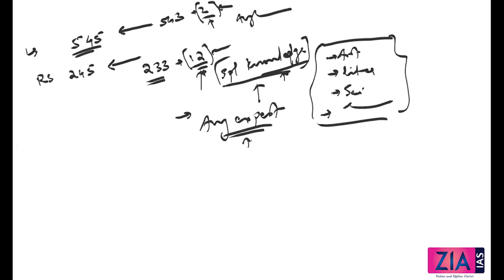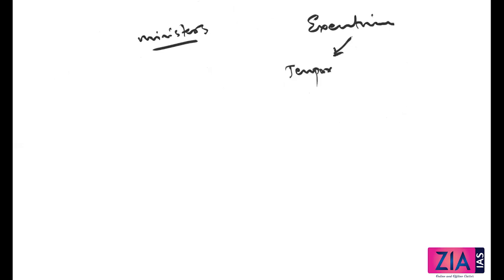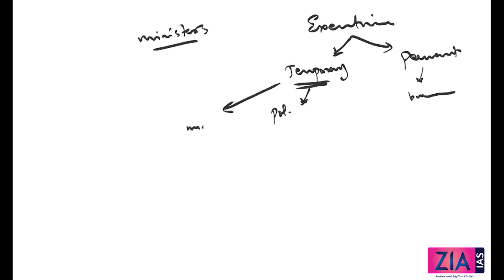Now, what do you mean by the political executive or temporary executive? When we talk about the ministers, executives are of two types, right? As of now, I have briefly discussed the executive. There are two types: temporary and permanent. What is the temporary executive? These are the political executive, the ministers. They will be there for a specified time, like 5 years or whatever it is.